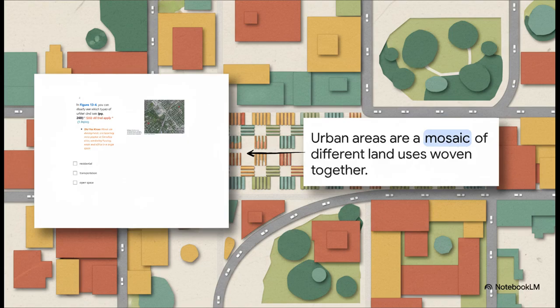This photo from your textbook is a perfect example of how our cities are kind of like a giant mosaic. You can see all the different land uses smushed together, right next to each other. You've got your neighborhoods with houses, you've got major roads for cars, and you've got those nice patches of green open space, all woven together to make one community.